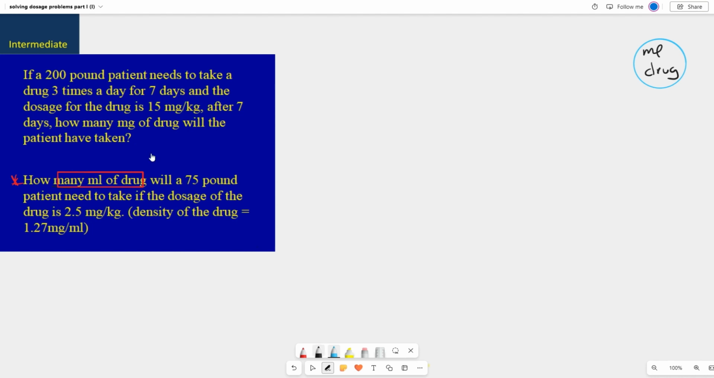So let's also write up here, what other information are we given? We're given that the patient is 75 pounds, and that's the patient's mass, not the drug mass. We're given that the dosage is 2.5 milligrams per 1 kilogram. This top number here is drug, and the bottom number here is patient. So it's 1 kilogram of patient for every 2.5 milligrams of drug that they will take. And then we're also given the density. That's the symbol for density there, and that is 1.27 milligrams per milliliter.